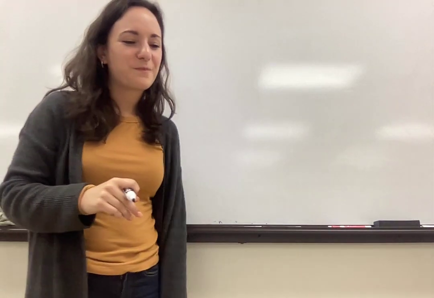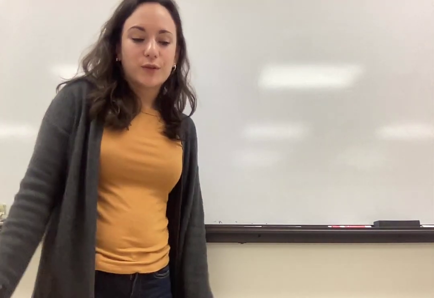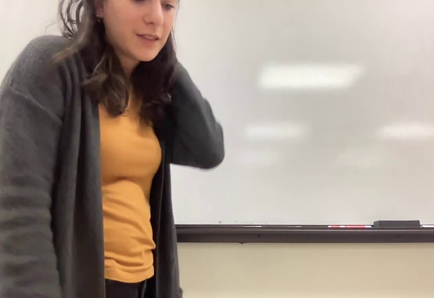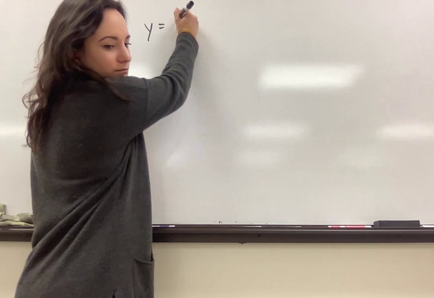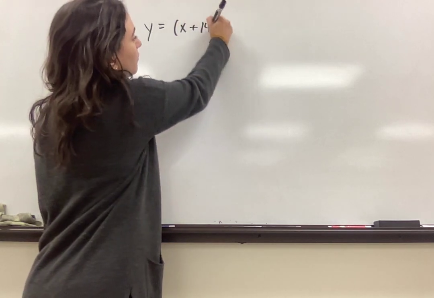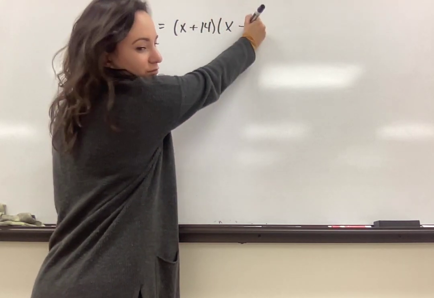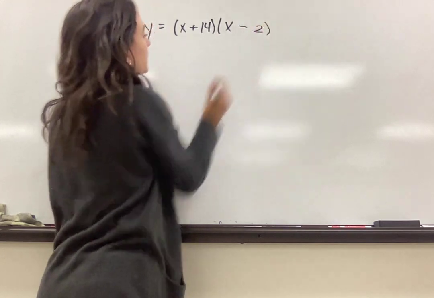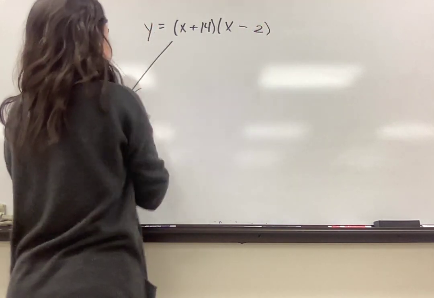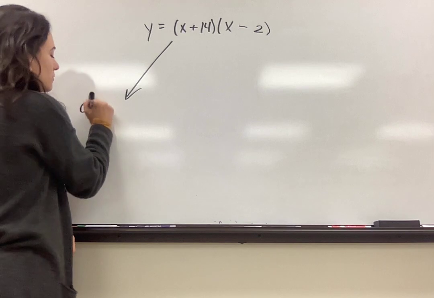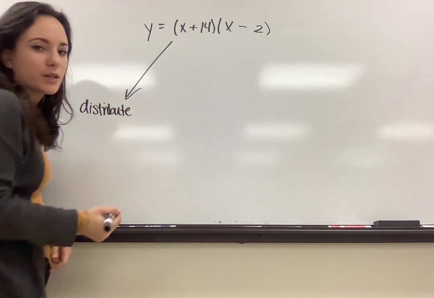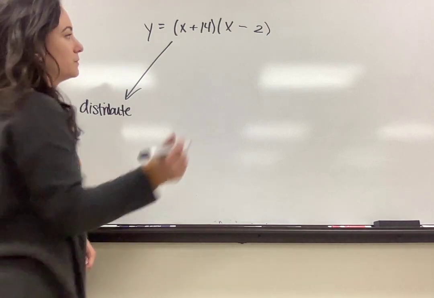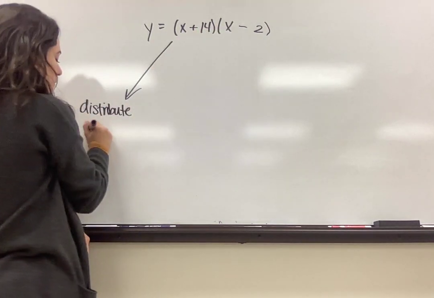Okay. Number 12. Write this in standard and vertex form. Okay, we've got a factored form. To get to standard form, we're going to just distribute. You can box or FOIL. I like to FOIL. X times x is x squared.